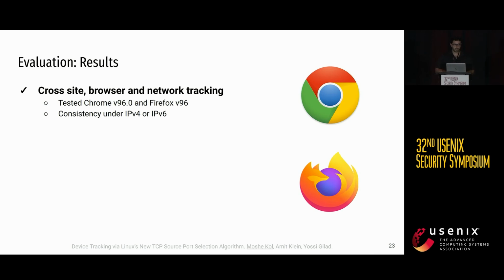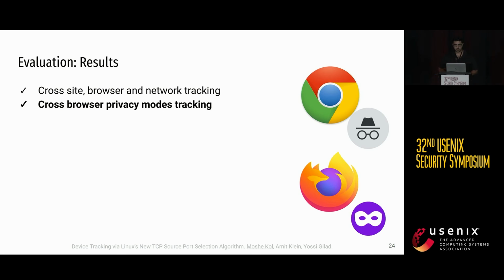So we've implemented this attack. The tracking snippet was written in JavaScript, and the tracking server was written in Go. And our experiments show that this attack is practical over the internet. We tested 2 major browsers, Google Chrome and Firefox, and found that we get a consistent fingerprint across sites, browsers, and networks. We also tested the privacy modes of the browser, so we get a consistent fingerprint when running the attack from a private tab and from a normal window.